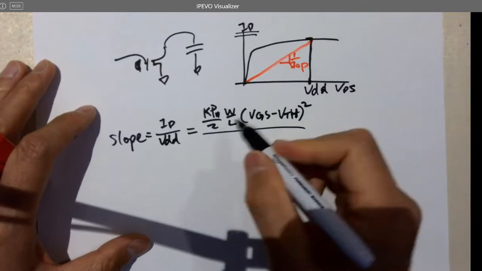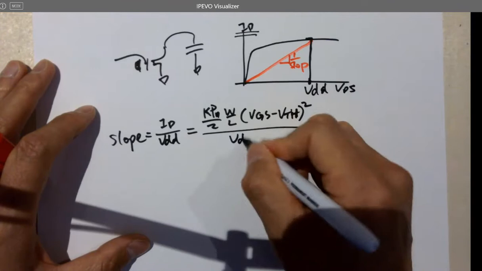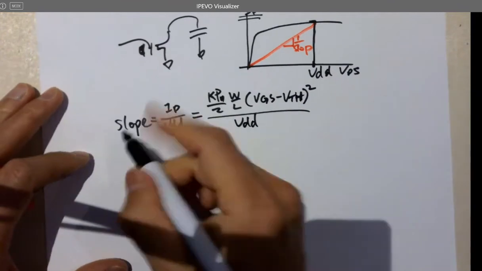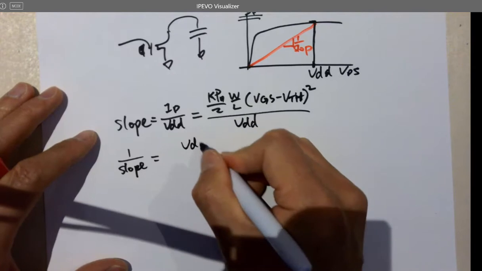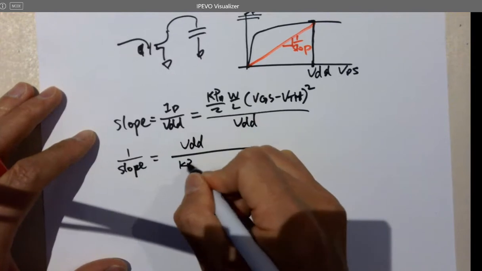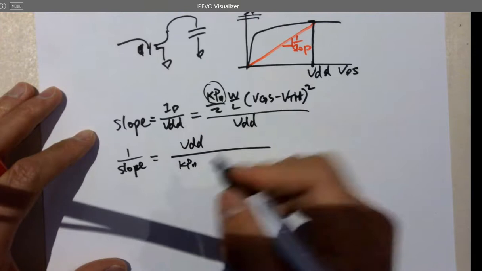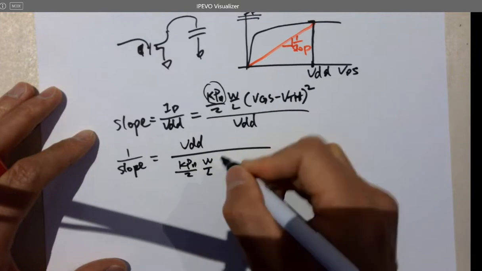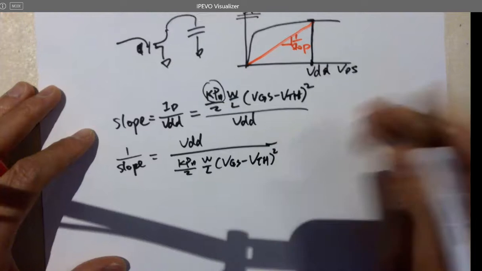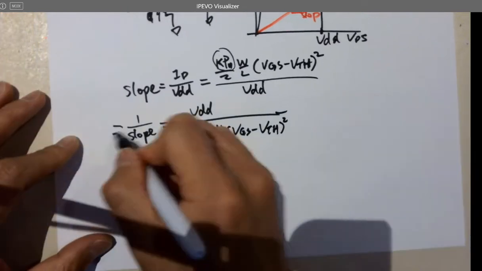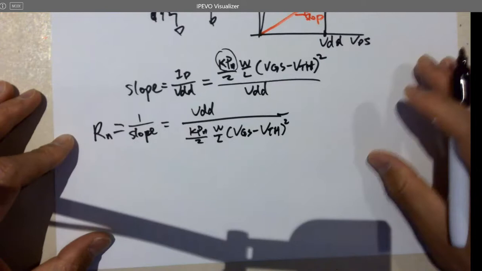But now let's assume this is ID over VDD. So 1 over slope becomes VDD over ID, so this is a constant. Okay. Which is what? Rn, the channel resistance of the NMOS.